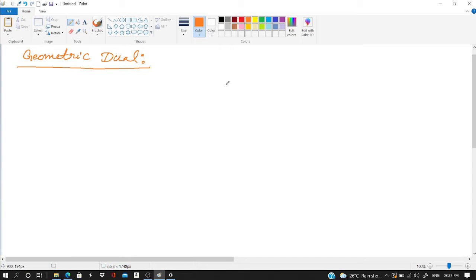Section of this module, that is the geometric dual. Now consider the plane representation of a graph with 6 regions or 6 faces. The faces are denoted by F1, F2, F3, F4, F5, F6. These are the 6 faces or regions of a plane representation of a graph.